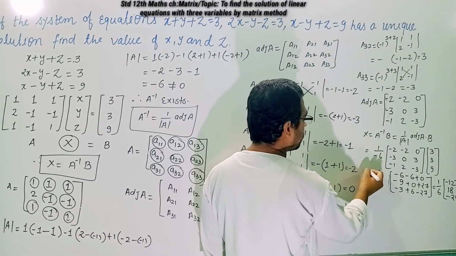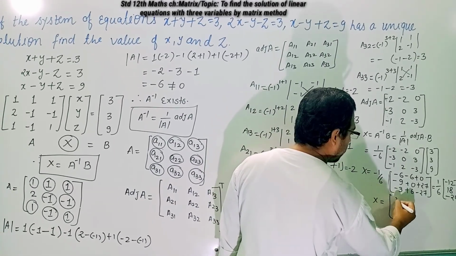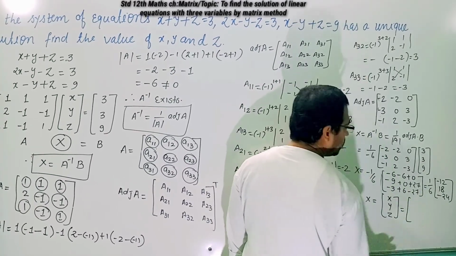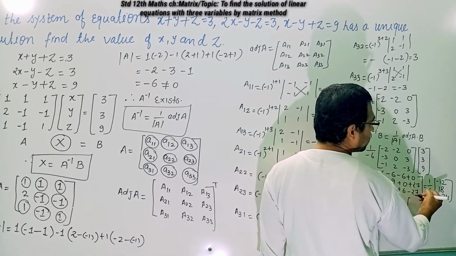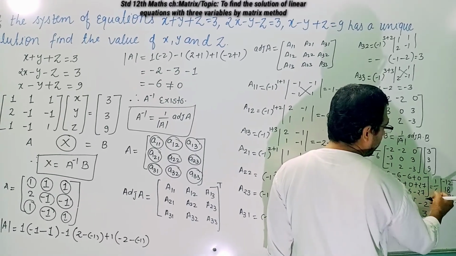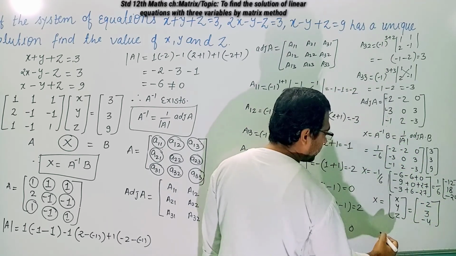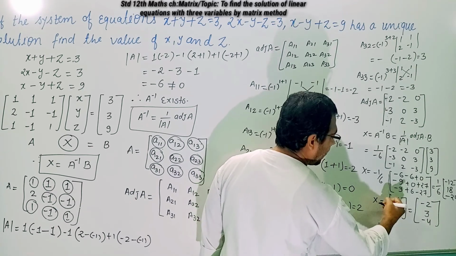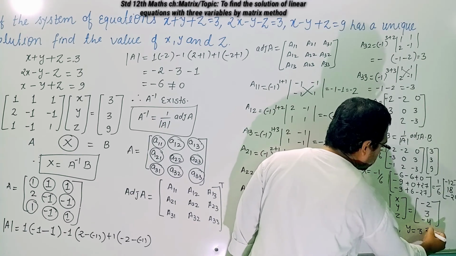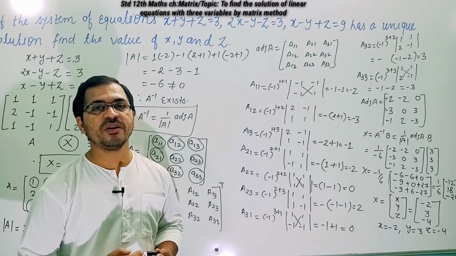Okay, so this is what X is. So X is equal to what? X, Y, and Z. This is equal to 12 divided by 6, minus 2, 18 divided by 6, 3, and minus 24 divided by 6, minus 4. So student, here we can write the solution point: x is minus 2, y is 3, and z is minus 4.